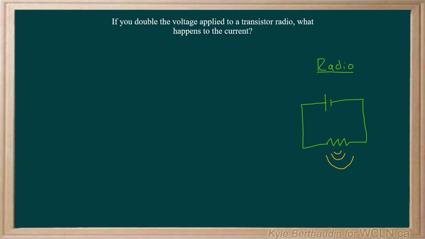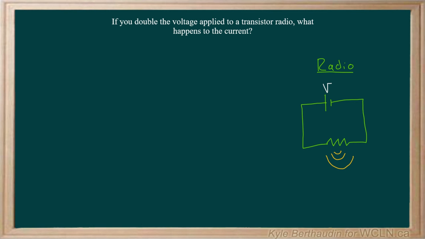If you double the voltage applied to a transistor radio, what happens to the current? So I've drawn a little mini diagram of what a very, very simplified version of a radio would look like. We have some sort of power source, such as a battery, and it has some voltage, V.